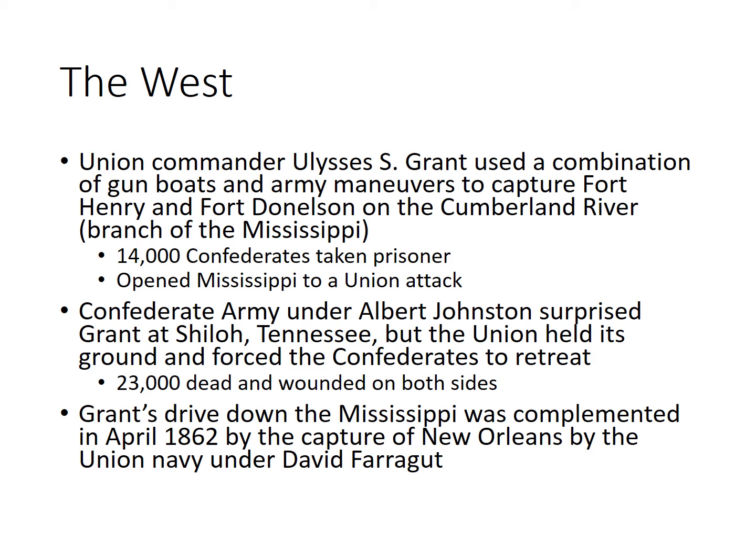Grant's drive down the Mississippi, though, was complemented in April 1862 by the capture of New Orleans by the Union Navy under David Farragut. Yes, that's what Farragut Square in D.C. is named after. So you've got the Anaconda Plan working down through the West to take control of the Mississippi, especially with control of New Orleans.